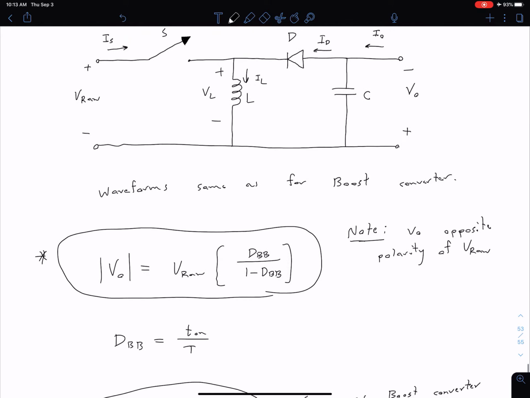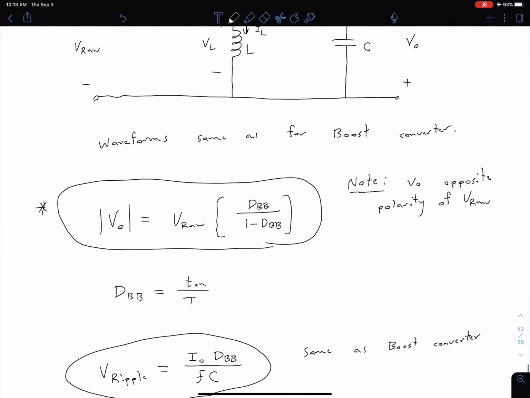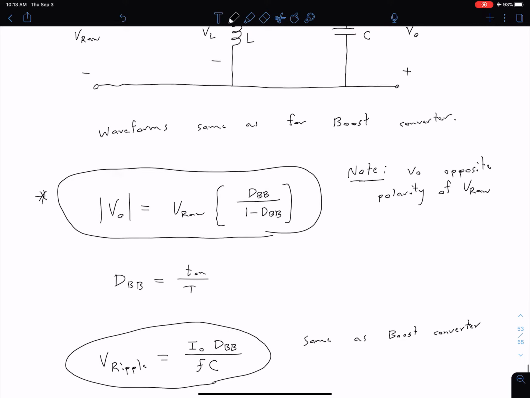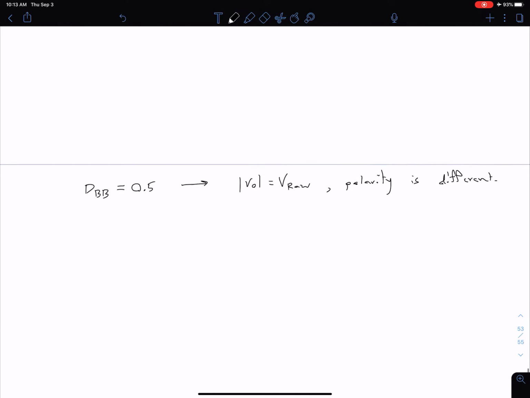Coming back to how we increase and decrease the voltage: we can just see that if we move our duty cycle above or below 0.5, we're going to have the desired change. Let's now consider if we have our d_BB greater than 0.5. In this case, we're going to end up with a V out greater than V raw, so we're going to be boosting. On the other hand, if we decrease our d_BB below 0.5, that's going to lead to our V out being less than V raw. Again, keep in mind in both of these cases, we also have a different polarity.